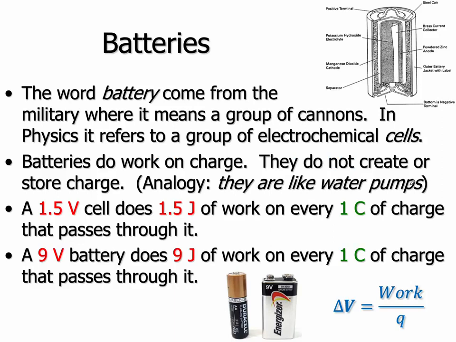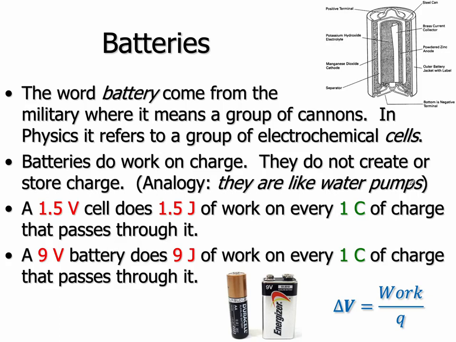Batteries. The word battery actually comes from the military and means a group of cannons. In physics, it refers to a group of electrochemical cells. Here's the big idea. Batteries do work on charge. They do not create or store charge. The analogy is they're exactly like water pumps. Water pumps don't make water. They just do work on water. They increase the pressure of the water that passes through them.